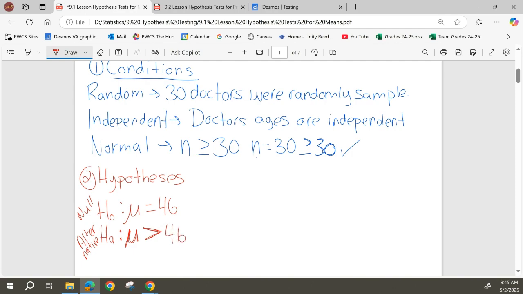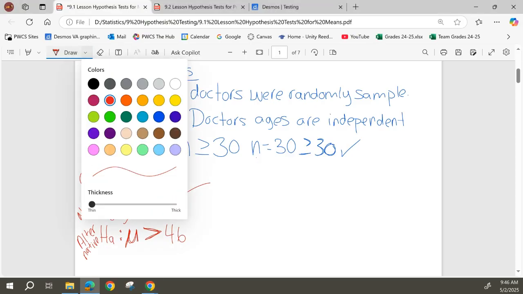These are our hypotheses. The null hypothesis is what we are going to believe or assume is true until we make some calculations and we get some information. So until we get the appropriate statistical information to say, hey, that's not true. Actually, the age is older. So let's see what happens here. We're going to make some calculations.